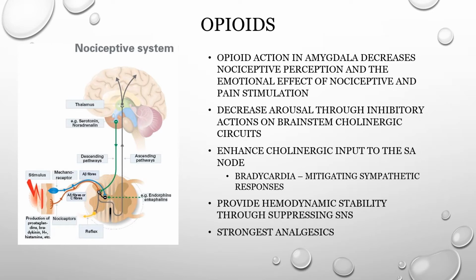Opioids enhance cholinergic input into the sinoatrial node, induce bradycardia, and thereby mitigate sympathetic responses associated with nociception. Opioids provide hemodynamic stability through suppressing the sympathetic system, which is why they are preferred at induction. In addition, opioids are among the strongest analgesics, and analgesia has become an essential part of balanced anesthesia.